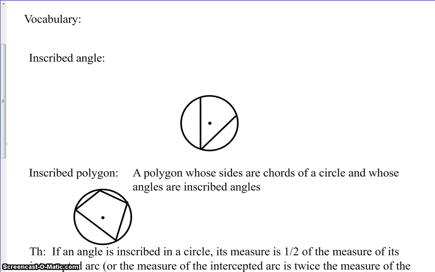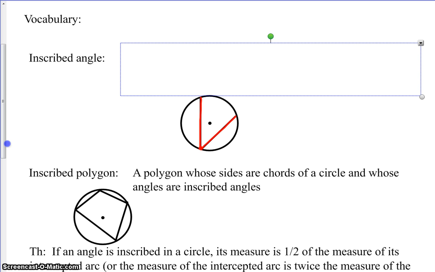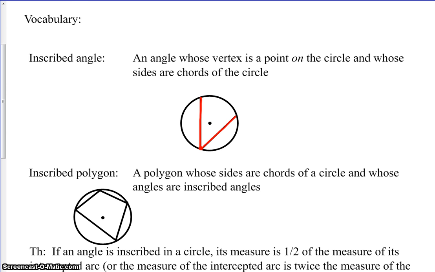There's an example below. You can see it. The first most important thing is that the vertex must be on the circle and that each of the sides of the angle is a chord of the circle. In fact, that is the definition. It's an angle whose vertex is a point on the circle and whose sides are chords. The intercepted arc is the arc that you find in the interior of that angle.